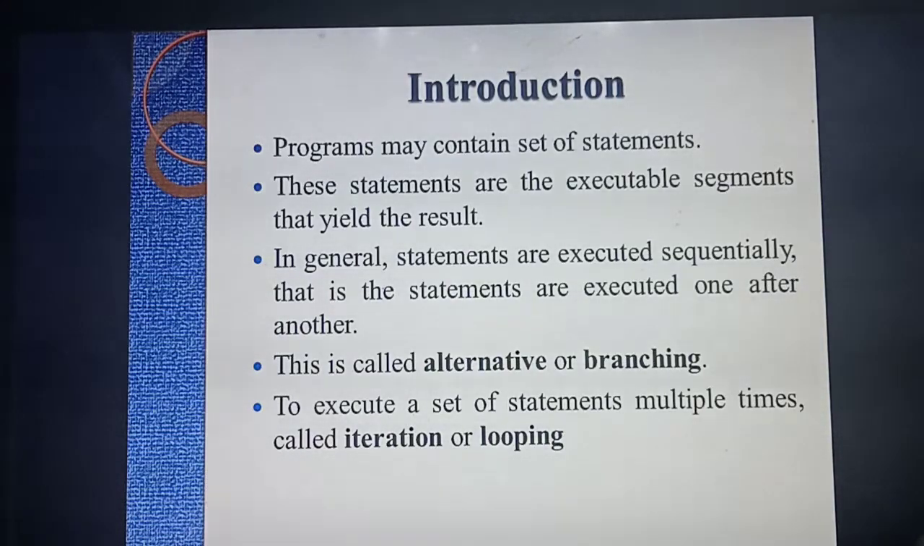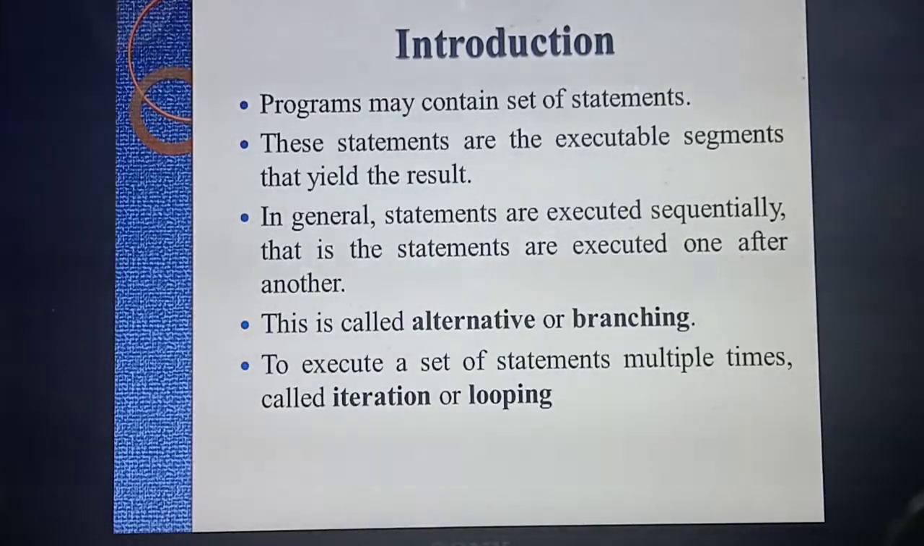Then the third type, iteration or looping. In some situations a particular set of lines needs to execute a number of times. For example, a loop: for i equal to 0, i less than 5, i plus plus. Starting from initial value 0, the loop itself will execute 5 times. So a particular set of statements executes multiple times. Which kind of statement is that, students? Iteration or looping.